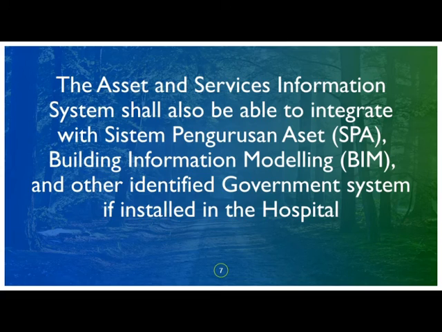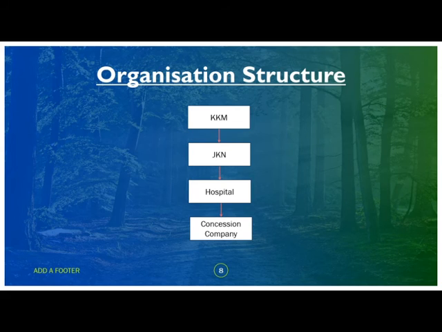This asset and services information system shall also be able to integrate with Sistem Pengurusan Aset (SPA) and BIM, Building Information Modeling, and other identified government systems if installed in the hospital. The organization, from the top: one is the KKM, two JKN, then the hospital, and the concession company.